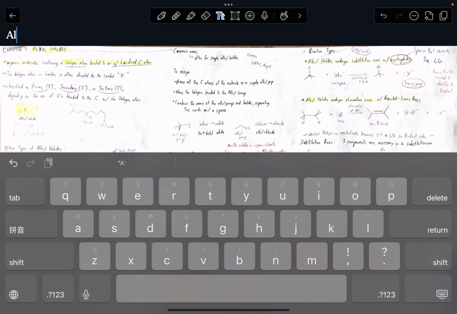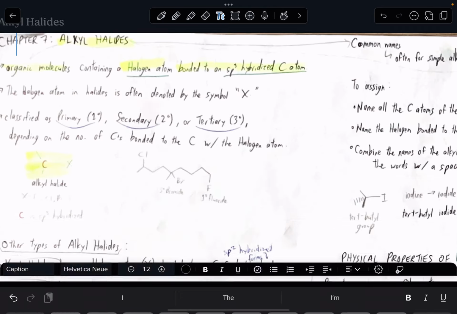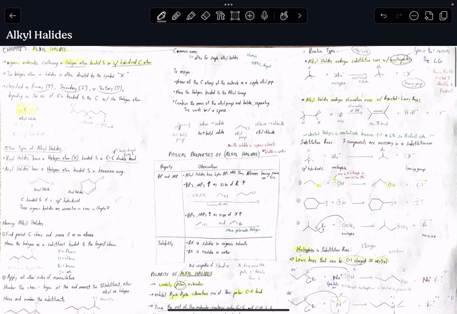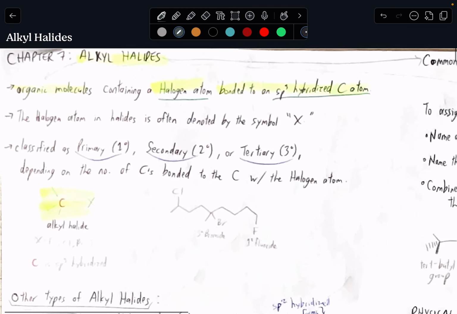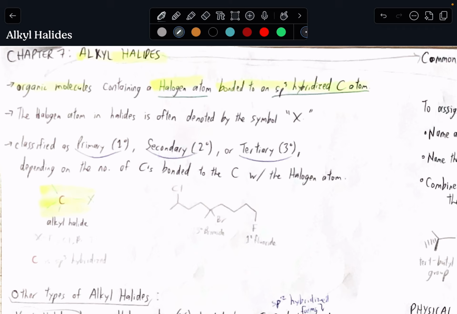Okay, so as you might already see, this is all about alkyl halides, chemical reactions. This is organic chemistry. Let's begin first with the definition.